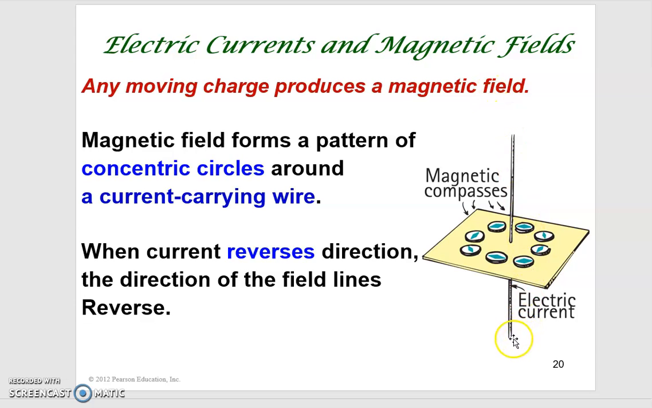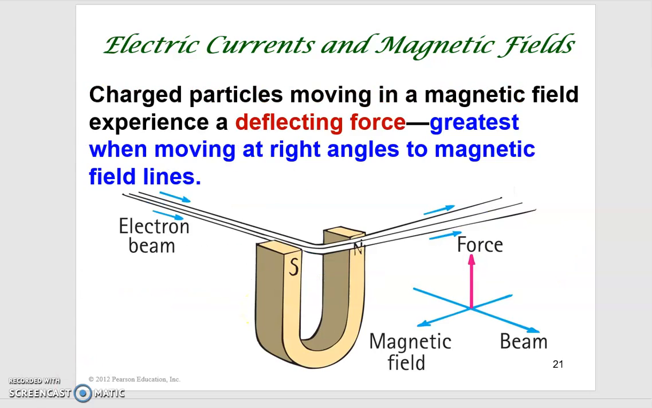So let's assume that the current is moving upward. Now the right-hand rule is that the thumb is the direction of the current, and you curl your four fingers around. The four fingers tell you the direction of the magnetic field. Okay, so this is the first right-hand rule. If you reverse the direction of the current, the direction of the magnetic field lines will also be reversed. So this is very important.